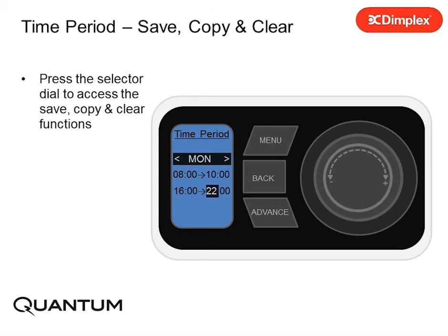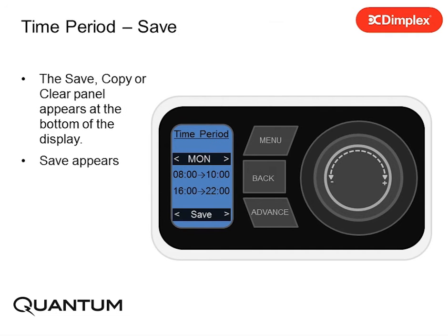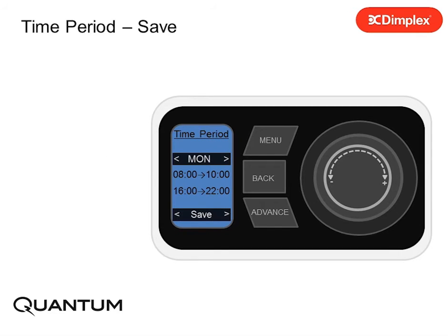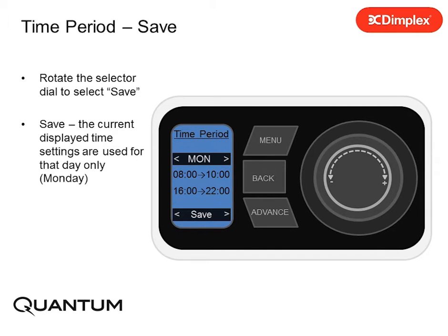Press the selector dial to access the save, copy and clear functions. The save, copy or clear panel appears at the bottom of the display. Save appears. Rotate the selector dial to select Save. Save: the current displayed time settings are used for that day only, Monday. Press the selector dial to save.